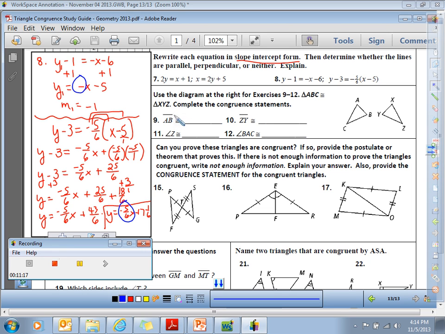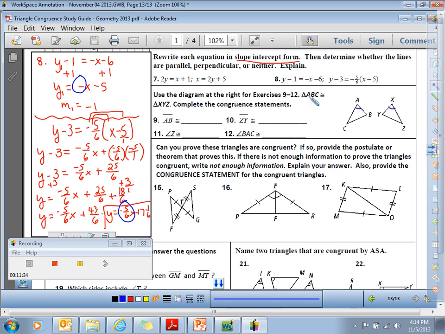Okay, 9 through 12. Use the diagram at the right. Complete the congruence statements. ABC is congruent to XYZ. Remember, A corresponds to X because they're the first letters in the congruent statement. A is congruent to X. B is congruent to Y. And C is congruent to Z. Angle C and angle Z, and all of their corresponding sides.